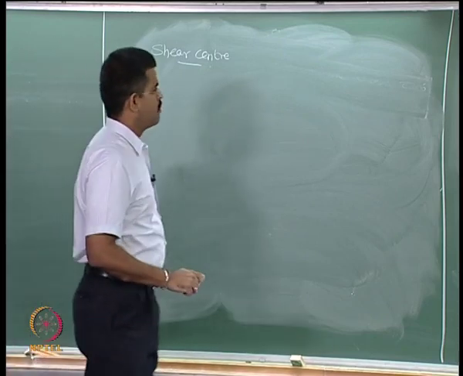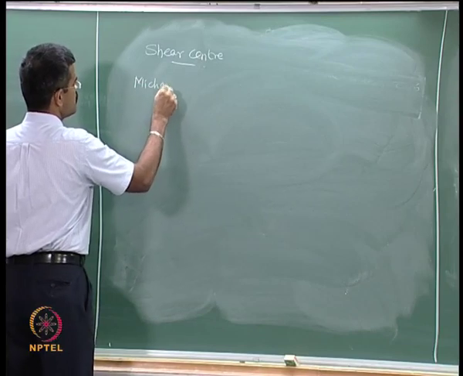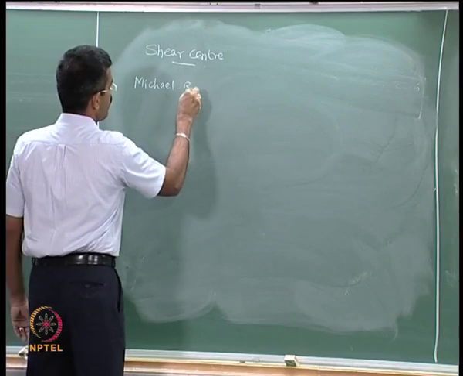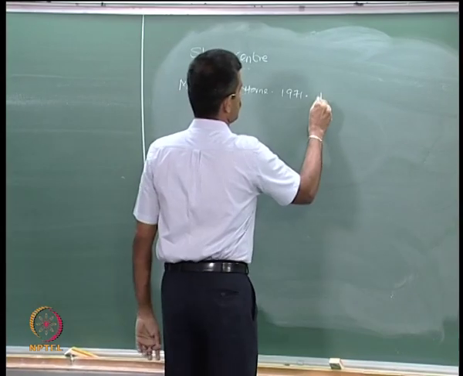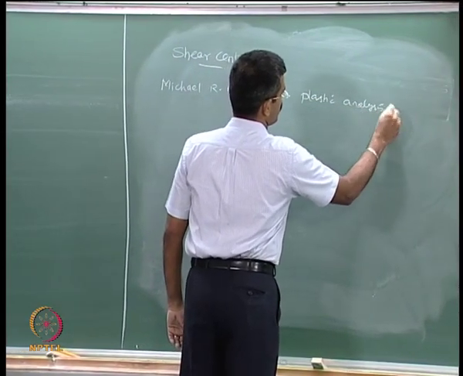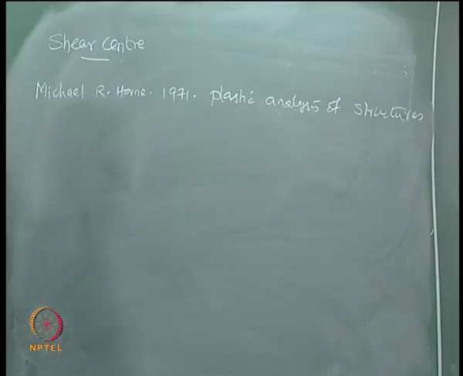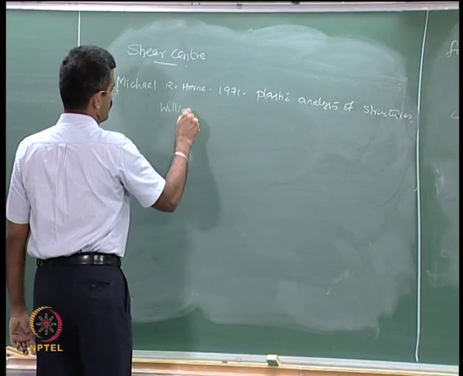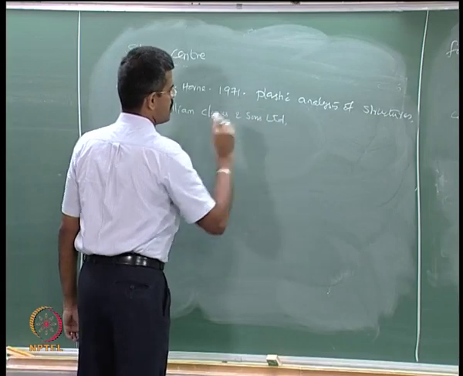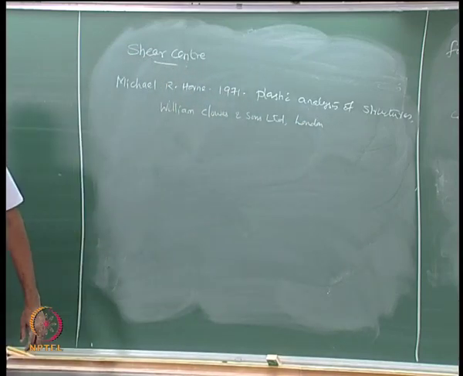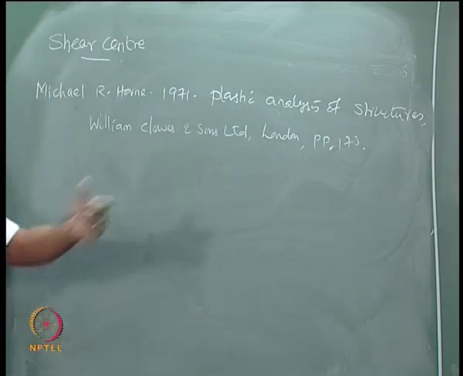I can give a very interesting reference for the plastic analysis of structures. Please read this book if you have time. Michael Horne, '71, Plastic Analysis of Structures. All the relevance of these theories are all discussed by the author. William Clowes and Sons Limited, London. PP 173. A good book for plastic analysis of structures.